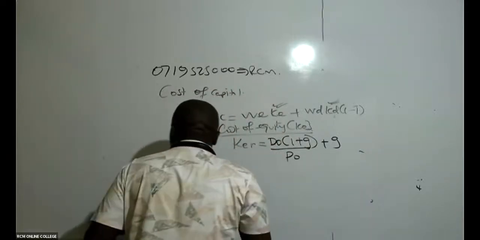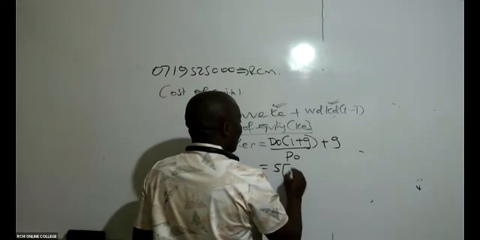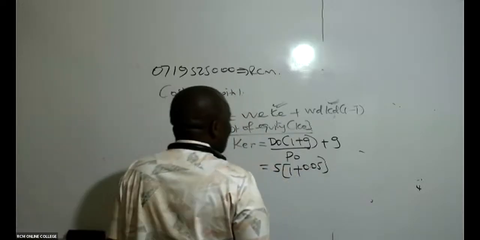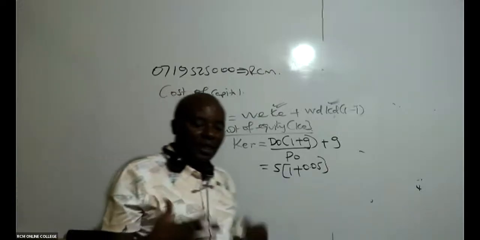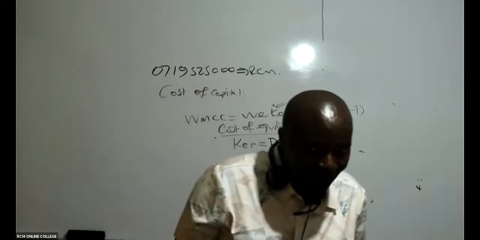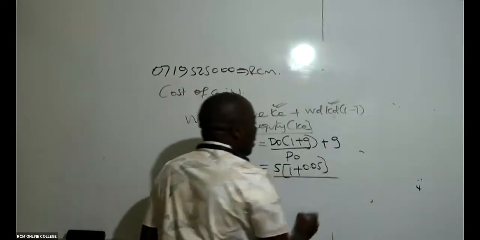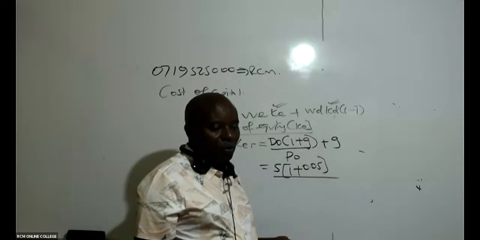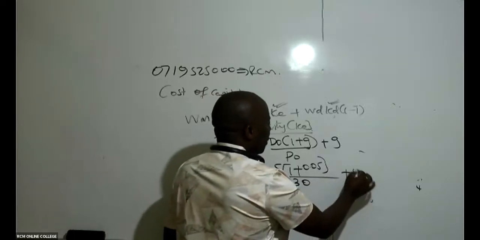You have just told me that DO is 5, times 1 plus G, where G is 0.05. Growth rate is 5%, which is the same as 0.05. All right. Divided by PO. Could you kindly remind me what PO is? I may have forgotten. What is our PO? 30. Plus again, the growth rate of 0.05.